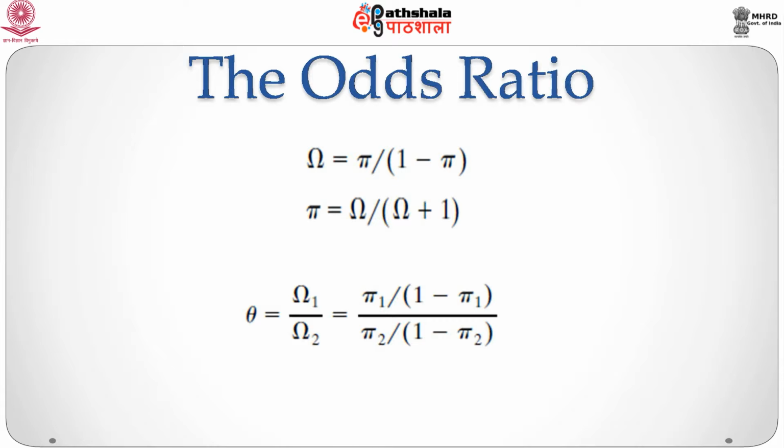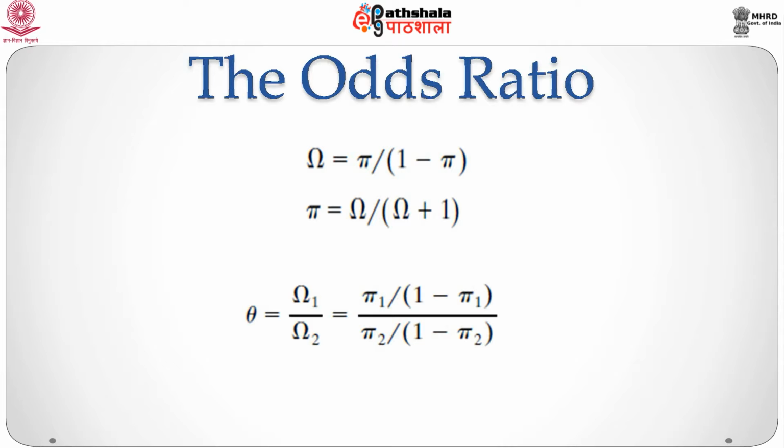So for example, if pi is equal to half, then omega is 1, or I can say that there is a 50-50 chance of the event occurring or not occurring. Of course, given omega, I can always recalculate pi as pi equal to omega over omega plus 1, and thus the two have a one-to-one relationship. However, we shall see later that there are some cases where it is more natural to consider omega rather than pi as our metric of interest.